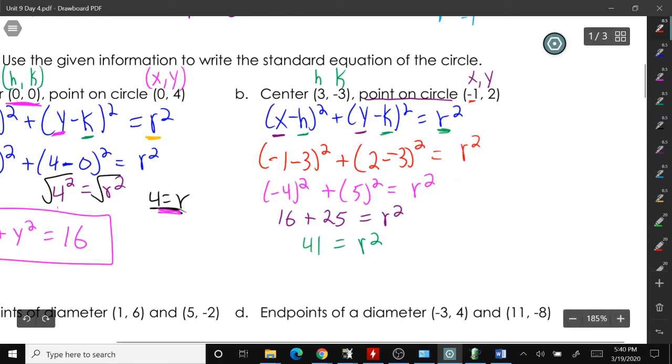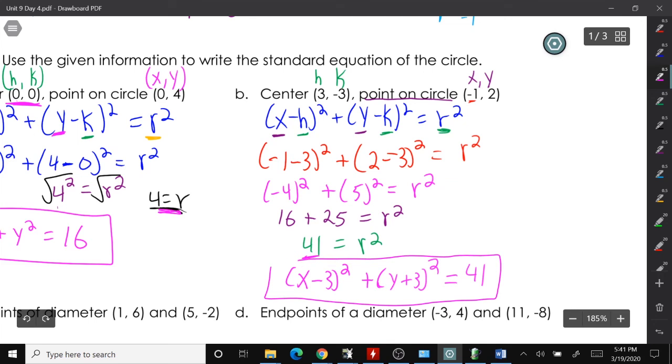So now I'm going to write my equation, x minus h, so 3 squared, plus y minus k, again k is negative 3, so it's going to be plus 3 squared, equals, in r squared, we've calculated that to be 41. And that's your answer.